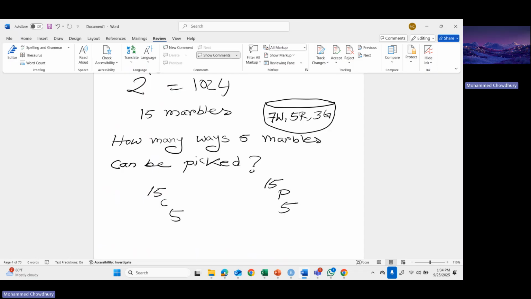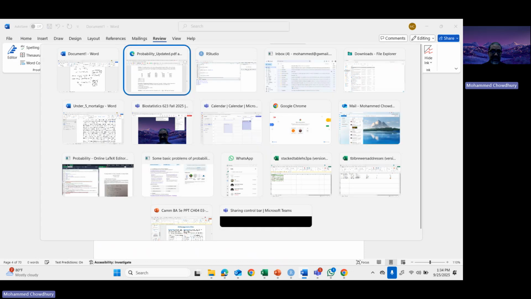How about other people? Combination? How about you? You are going with the flow? Good. It is a combination problem. So I can do this by using this formula, 15 choose 5, using the R, I will get the result. So this is not a permutation problem. Okay. So now let me go and do this.